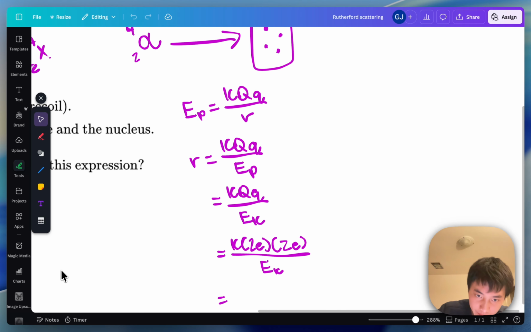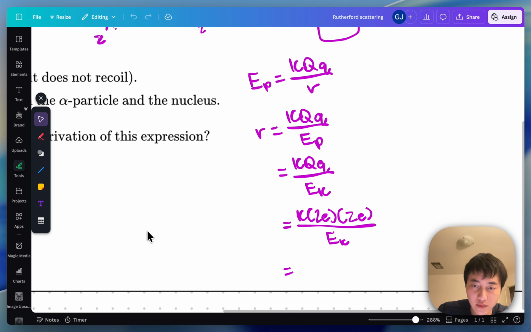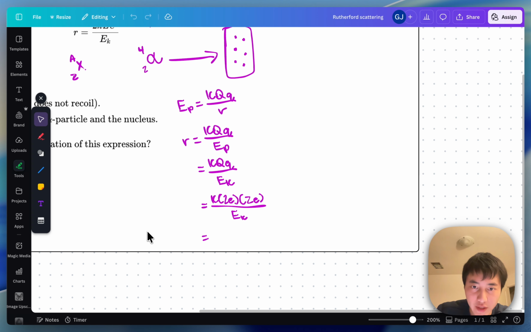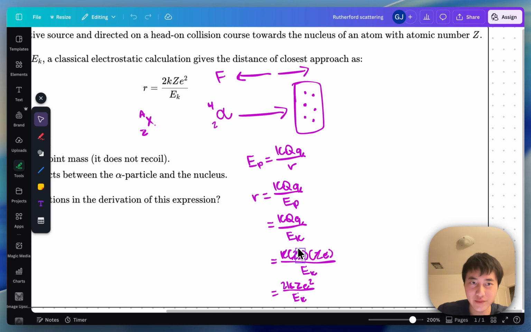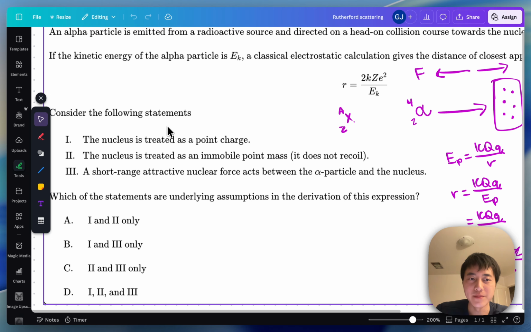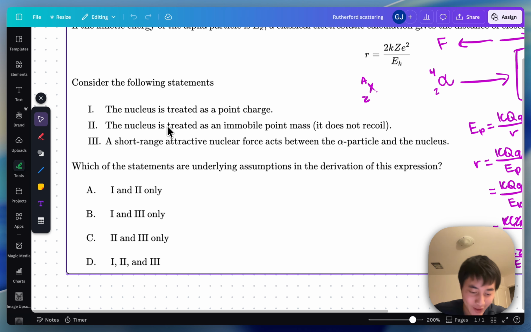We just need to combine. How do they have it? 2k, yes, see, 2k. And then they have Z. And the e is squared because there's 2 of them, and it's all over E_K. So that's how you derive this equation right here. But that's not even the question. Okay, let's answer the question then.